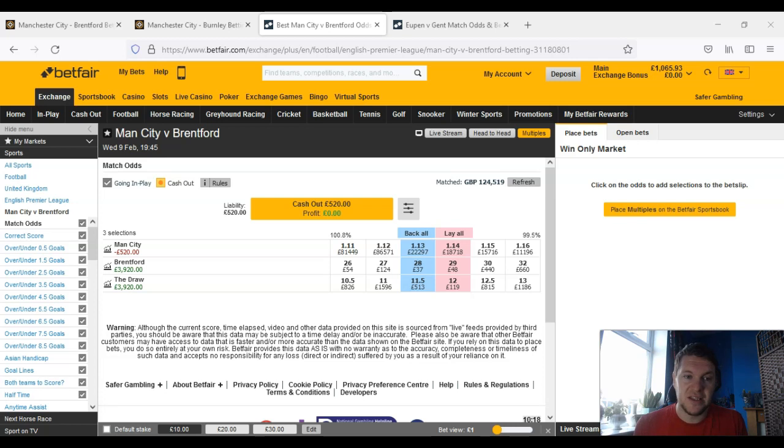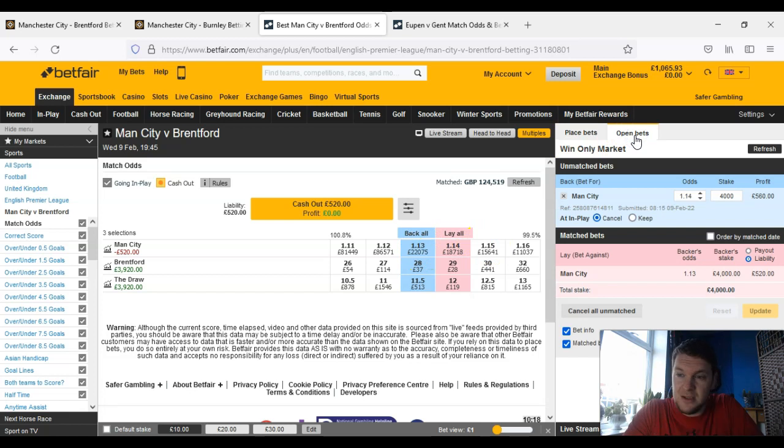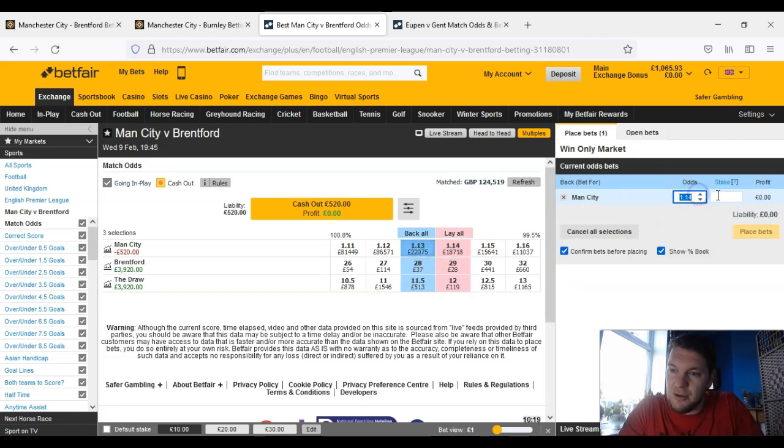Alright, so the next approach is looking at odds ranges with teams and also looking at patterns in the market. So I just brought up a trade that I've got, which is on the Man City versus Brentford game. And you can see that Man City are quite low odds against Brentford. They are 1.13 to back and 1.14 to lay. So yesterday I put in a lay position on Man City of £4,000 at 1.13. You can see here I've got a back bet of £4,000 waiting to be matched at 1.14. So if that back bet is matched, then I'll be able to secure a profit of around £34 on all outcomes.